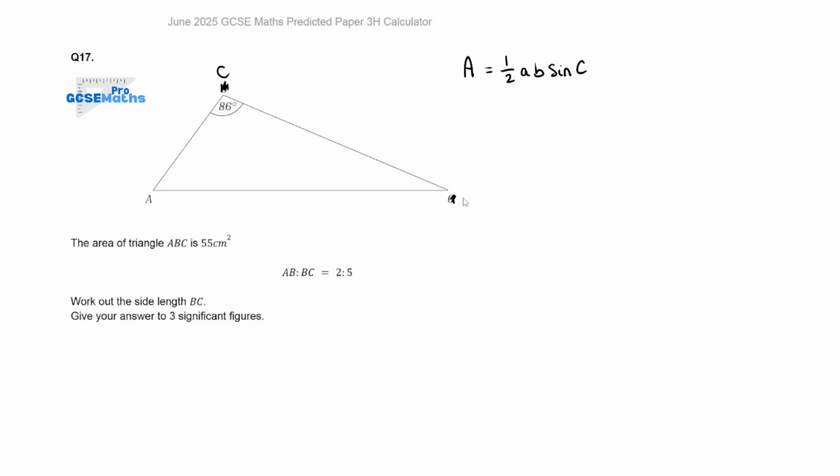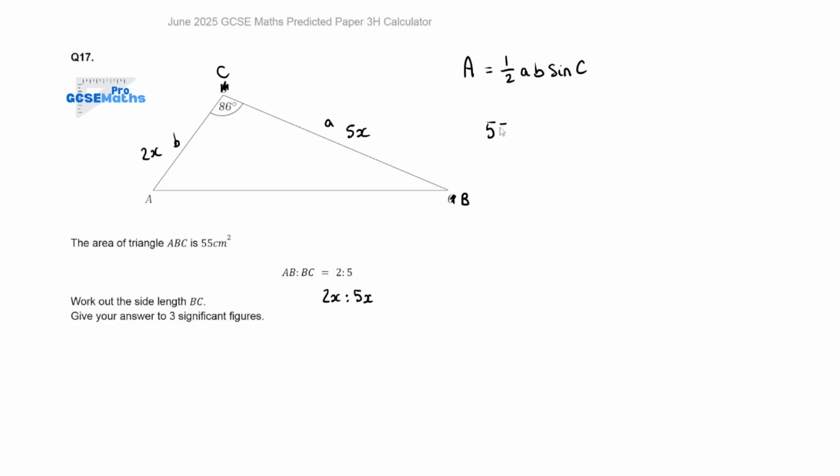You could swap this and this if you like. Obviously then, this is side A, this is side B. Now, I don't technically have a side A or side B, but I have this ratio here. So what I would probably do is just chuck an x in. AB is obviously a multiple of 2 because it's 2 parts. BC is a multiple of 5 because it's 5 parts, but we need to know what x is. So I would probably label this one as 2x, this one as 5x, and then substitute it in like that.